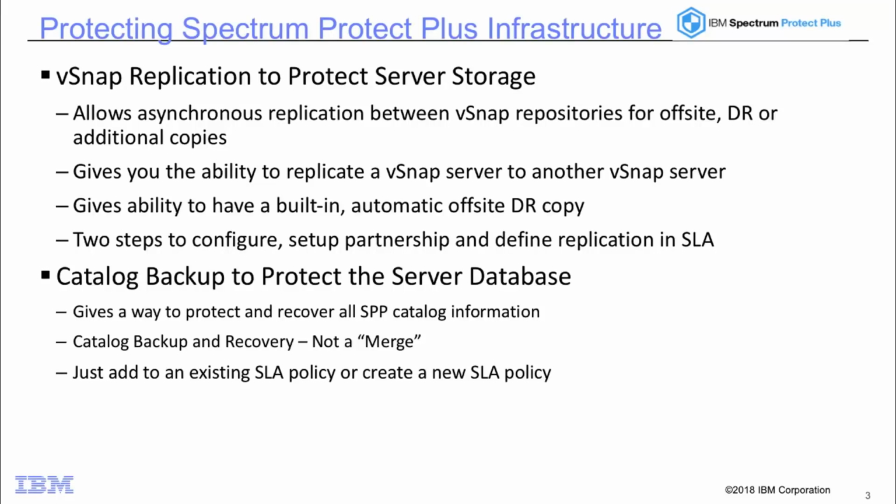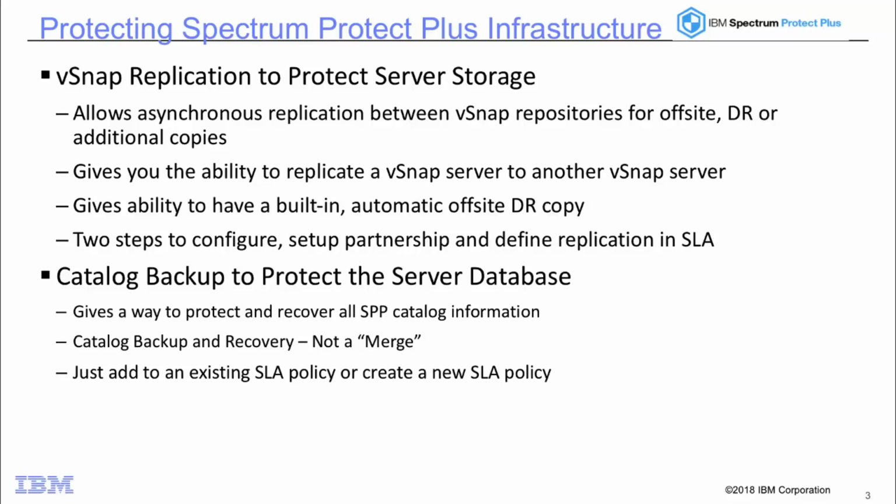The first enhancement for version 10.1.1 is an enhancement for Spectrum Protect Plus to allow you to protect the Spectrum Protect Plus infrastructure. And what that really amounts to is being able to replicate vSnap storage for disaster recovery purposes and providing an automated catalog backup of the Spectrum Protect Plus infrastructure.